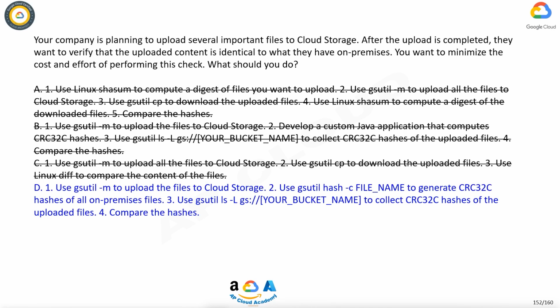Correct answer, D. 1. Use gsutil cp to upload the files to Cloud Storage. 2. Use gsutil hash -c FILE to generate CRC32C hashes of all on-premises files. 3. Use gsutil ls -L gs://your_bucket to collect CRC32C hashes of the uploaded files. 4. Compare the hashes.